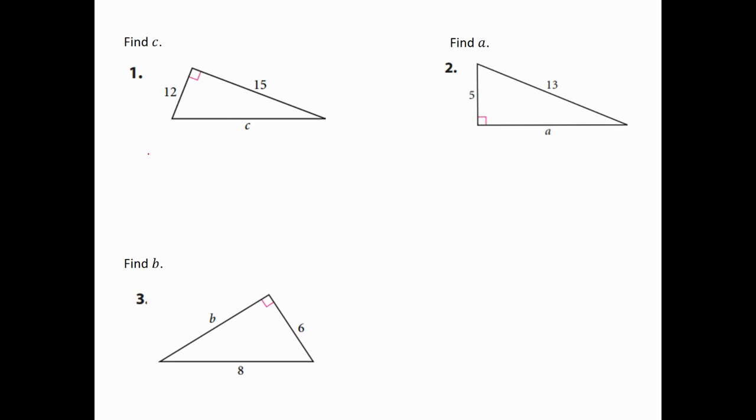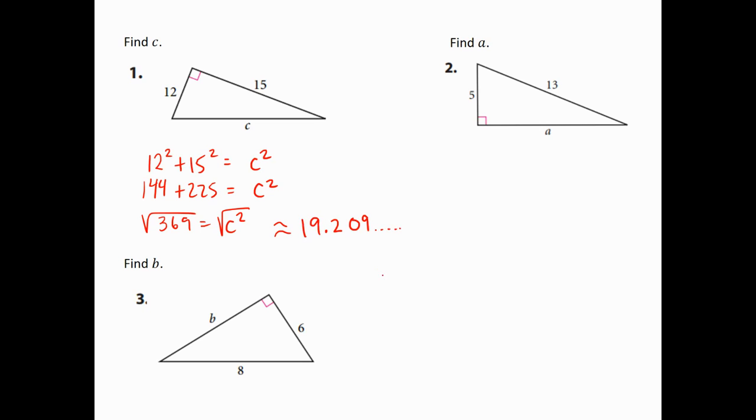So some examples, just identifying. So it says find C, so we would plug in 12 squared plus 15 squared equals C squared. Okay, and then we just multiply, add these up, and we get 369. And then to find C at the end, we take the square root. Okay, and the square root of 369 is about 19.2, and it keeps going. So this is going to give us another chance to practice with rounding. So let's just say to 1 decimal place, in this case, 19.2.